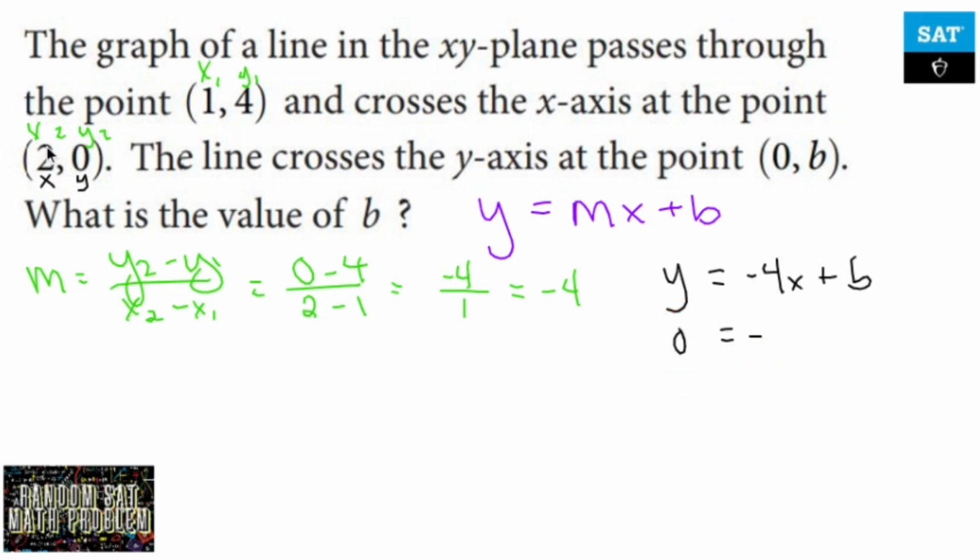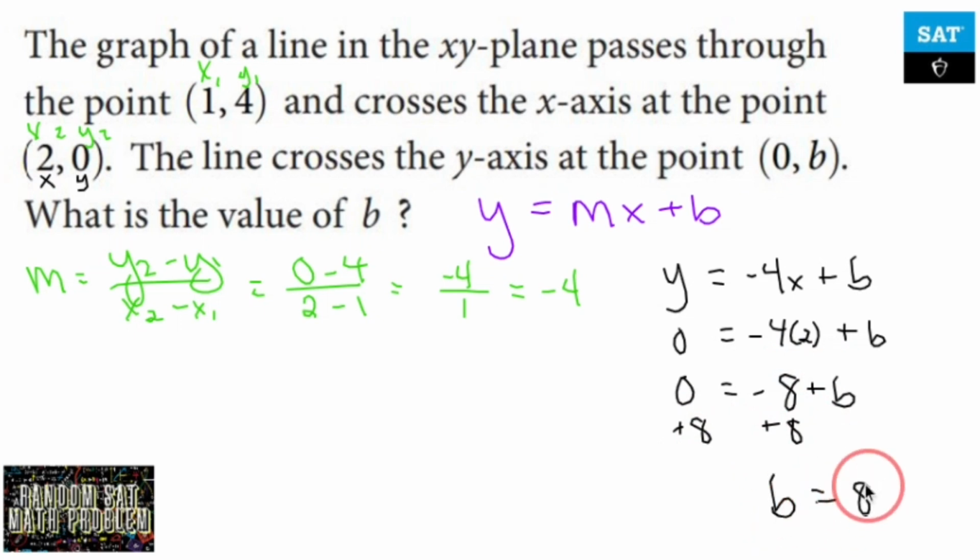Negative 4 times x is going to be negative 4 times 2 plus b. 0 is equal to negative 4 times 2, which is negative 8, plus b. Add 8 to both sides, and b equals 8, which means my y-intercept is 8. So the equation that I get altogether, and this is just me going above and beyond, is going to be y equals negative 4x plus 8.